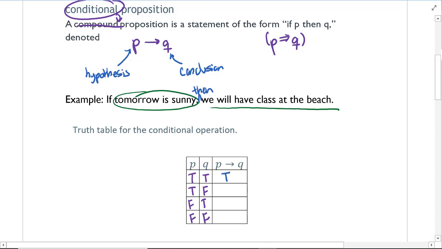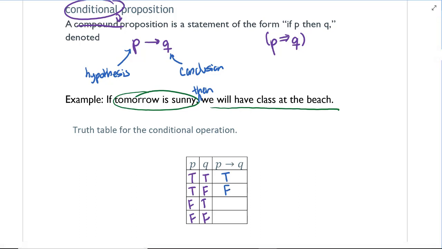Now let's suppose tomorrow is sunny, but we don't have class at the beach. Well, then I lied to you, didn't I? So if tomorrow is sunny ends up being true, but we have class at the beach ends up being false. That is, we did not have class at the beach. Then my conditional proposition is false. Again, you can think of that as a lie. My original statement to you was a lie.